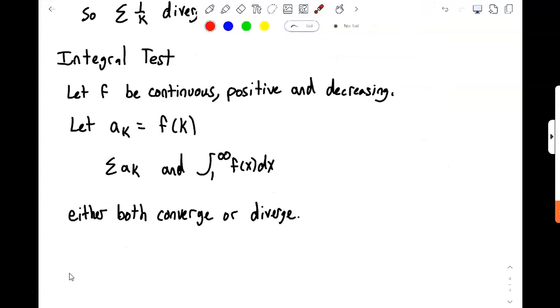Now in practice, what we're going to be looking at is the integrals, because we know how to work with improper integrals. And we're going to see if the integral diverges or converges, to talk about whether or not the series diverges or converges.